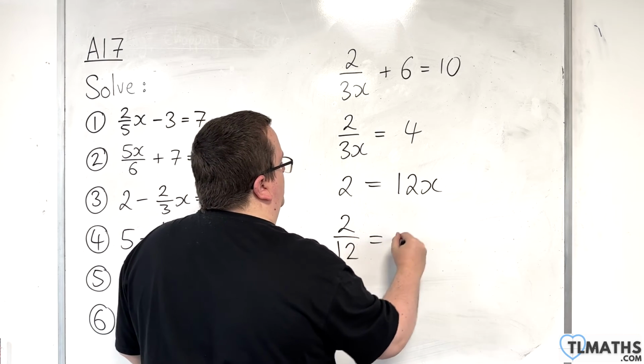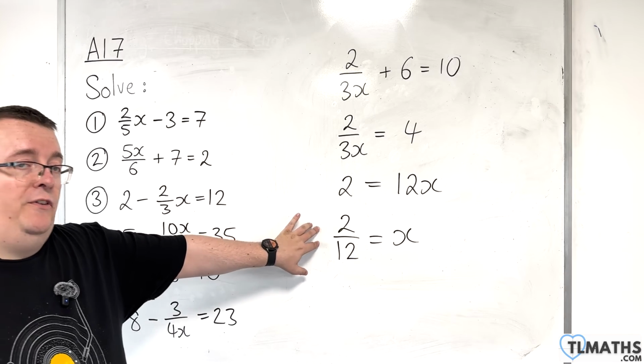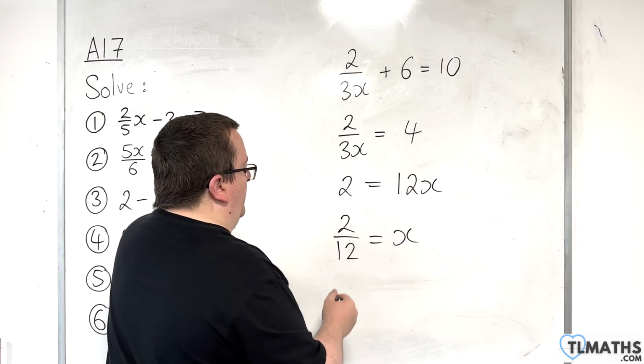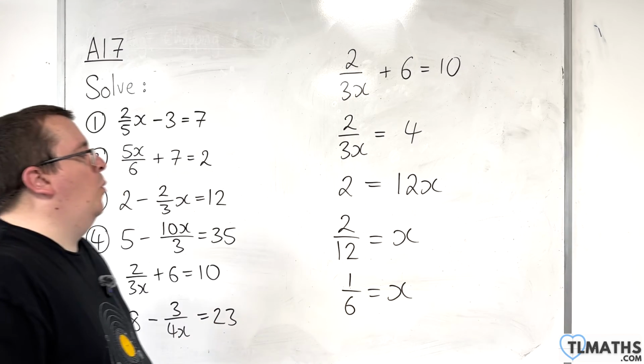So now that I've got 12x, I can divide both sides by 12. So 2 divided by 12 is equal to x, or 2/12. This fraction can be simplified. Both numerator and denominator are even. So divide top and bottom by 2. So x is equal to 1/6.